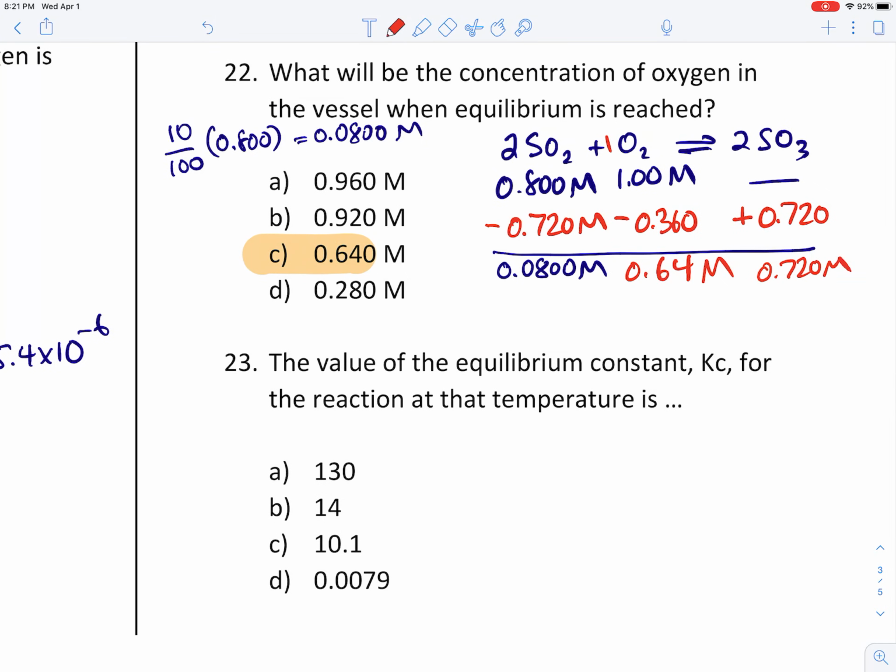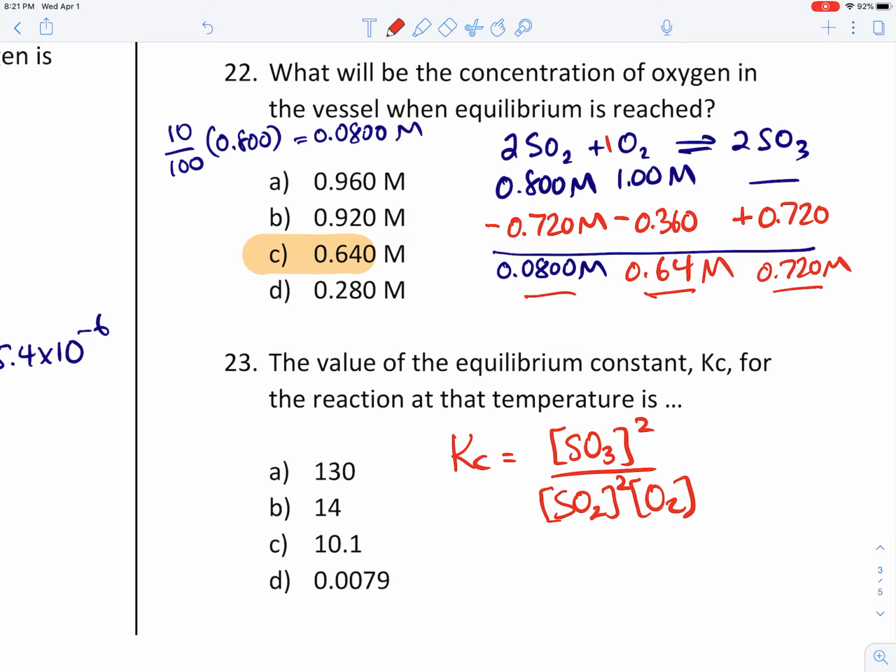We want to calculate the Kc. The Kc is going to equal the concentration of SO3 squared divided by the concentration of SO2 squared times oxygen. Plugging in the equilibrium numbers from the ice table above into this expression, we'll find that the Kc value is very close to 130. So with two significant digits, we'll write 130 as our answer.